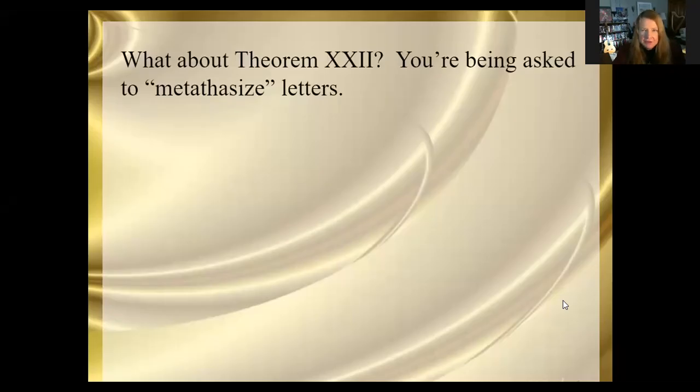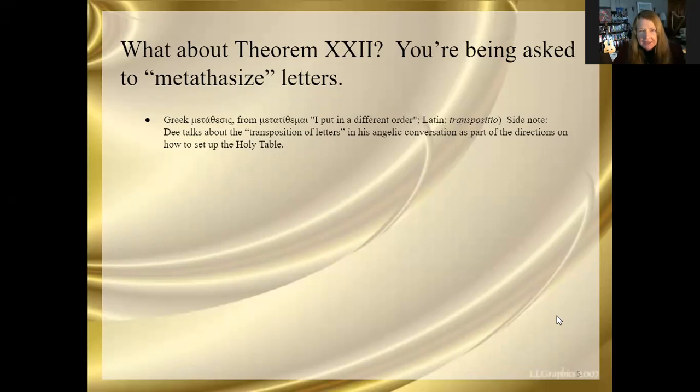Okay, in Theorem 22, he's asking you to basically metathesize some letters, or maybe I made that word up. He says to pay attention to the metathesis of letters. And where has he gotten that from? He's Latinized a Greek word, something he does a lot of, and it's from a Greek word that means I put things in different orders. Usually in Latin, you'd use transpositio, like transposition of letters, something that I just talked about with that omega.